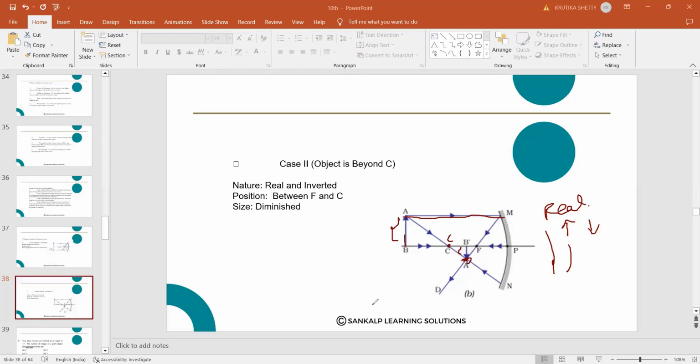One more case we will study. Should I repeat or is it clear? Yes, ma'am. Clear. Yes, okay. So now one more case we will see now.